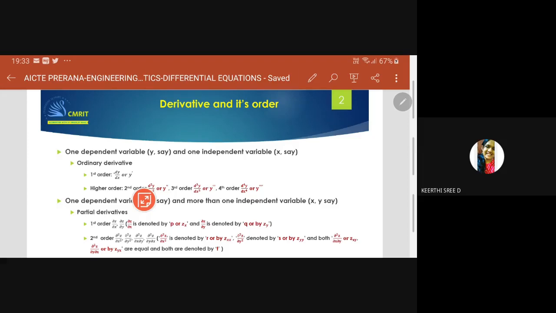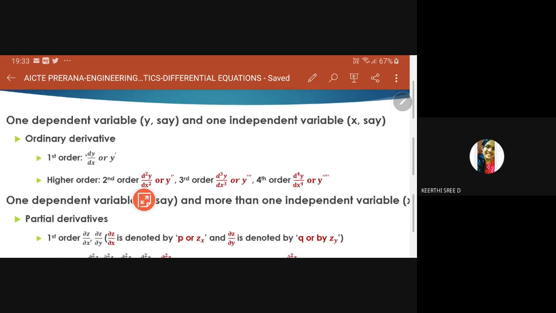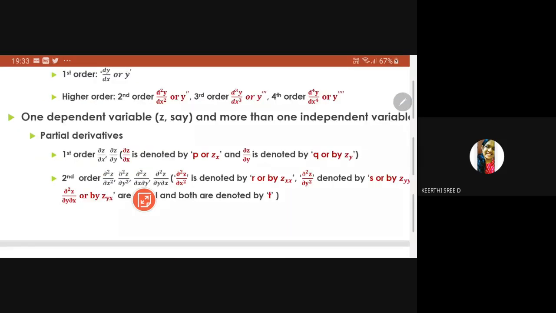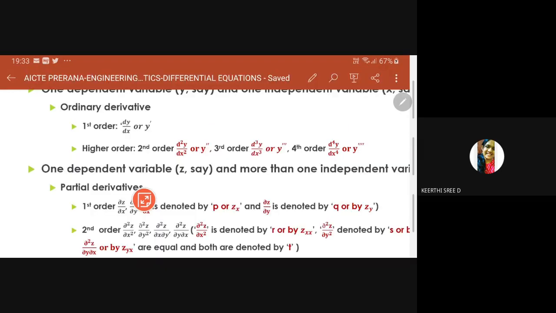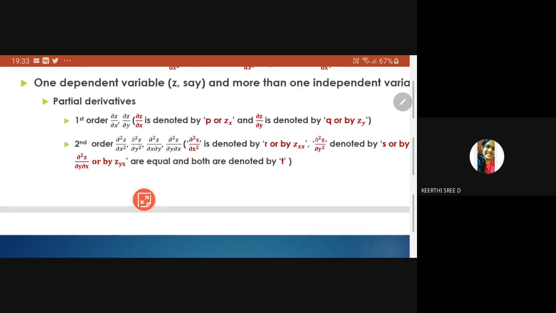We have a clear picture here, and the symbols are here. See what we have: y double dash, y triple dash, like that we are following. When it comes to partial differential equations, I'm not discussing that now. I'm first confining myself to ordinary differential equations, then we'll go to the partial differential. That is our strategy. Linear and non-linear partial differential equations we will discuss in the later part of our sessions.